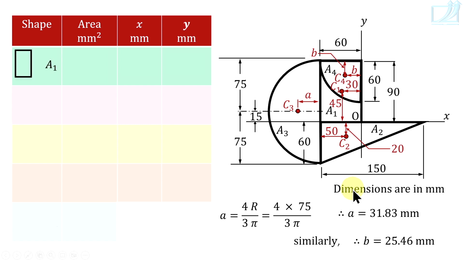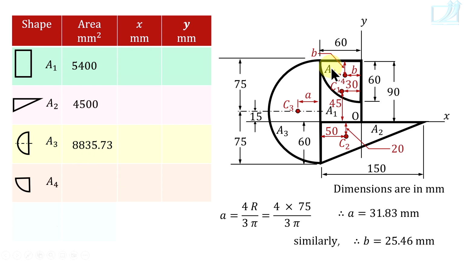First shape is rectangle A1. It is 5400, 60 into 90. Second area is a right angle triangle, 60 into 150 divided by 2, that is 4500. Third area is a semicircular area, pi r squared divided by 2, pi into 75 squared divided by 2. And the fourth area is a quarter circle, so area of circle divided by 4. So for the quarter circle, radius is 60, so pi into 60 squared divided by 4.